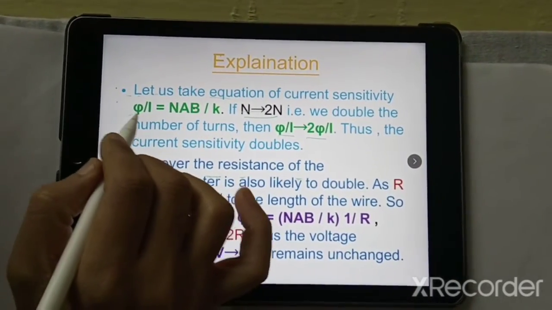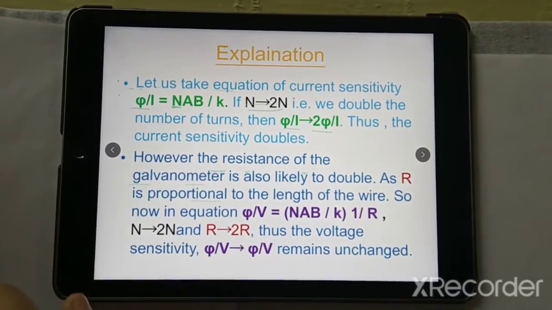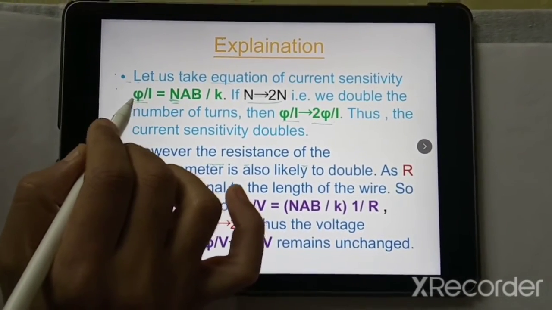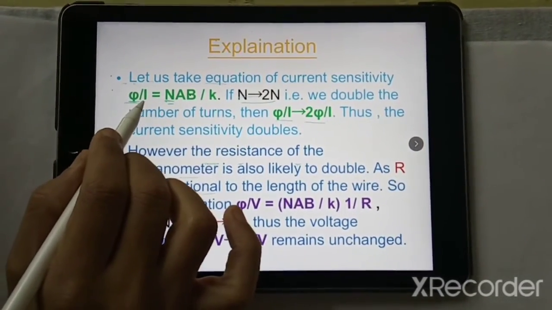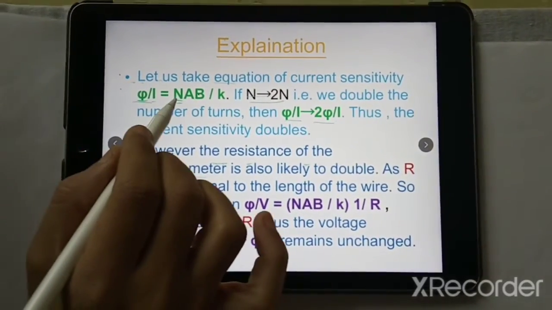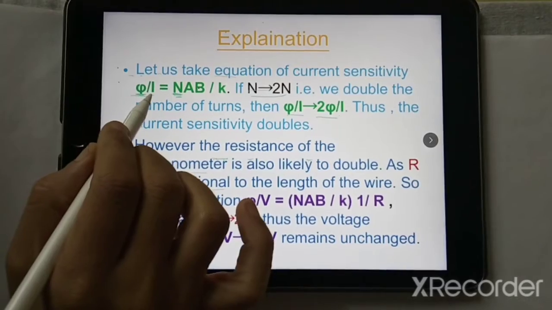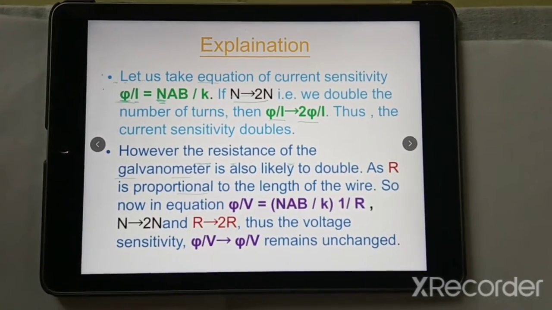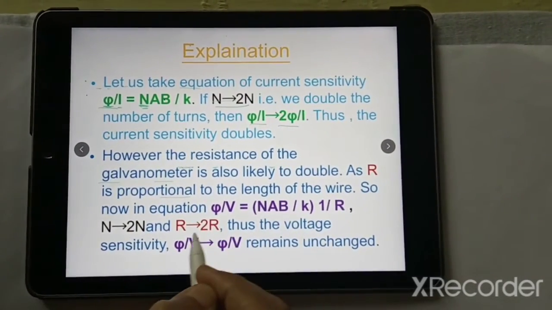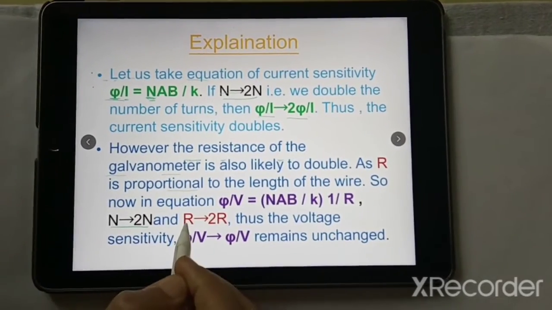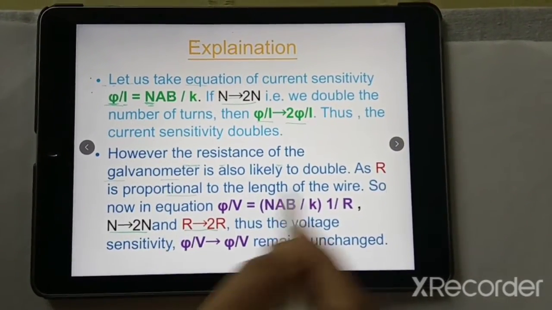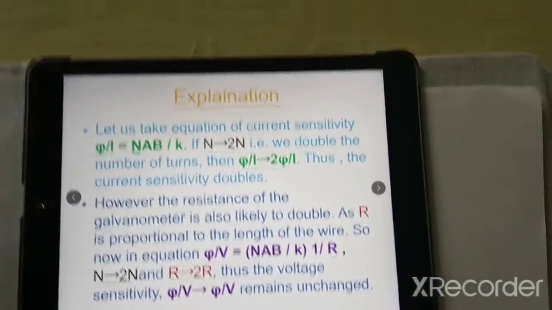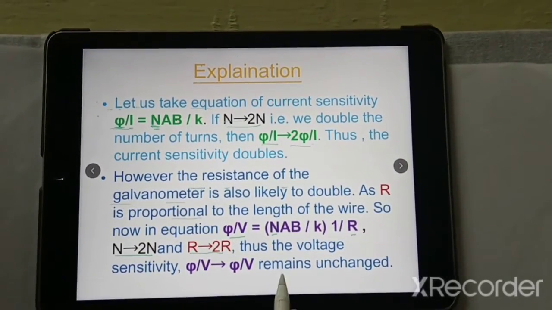This is because the current sensitivity depends on N. Now the other way around, we can think that if N gets doubled, the deflection gets doubled, but the current remains unchanged, as the current sensitivity doubles. But now here, if the N gets doubled, R also gets doubled. So therefore, the N gets doubled, R gets doubled, therefore the voltage sensitivity remains unchanged.